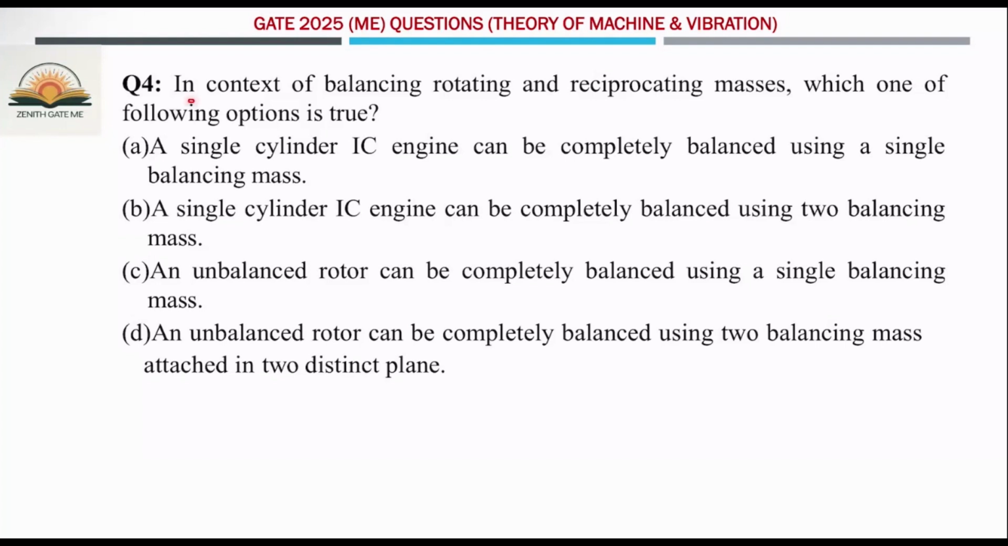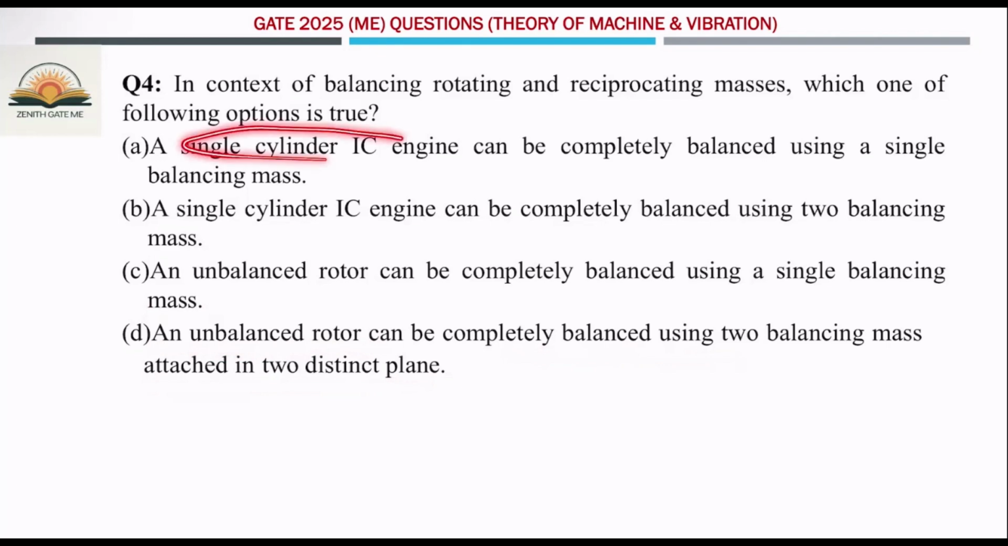So the fourth question in the context of balancing of rotating and reciprocating masses: which one of the following options is true? Four options are given. A: A single cylinder IC engine can be completely balanced using a single balance mass. B: A single cylinder IC engine can be balanced by two masses. C: An unbalanced rotor can be completely balanced using a single balancing mass. D: An unbalanced rotor can be completely balanced using two balancing masses attached in two distinct planes, or two different planes. Okay.